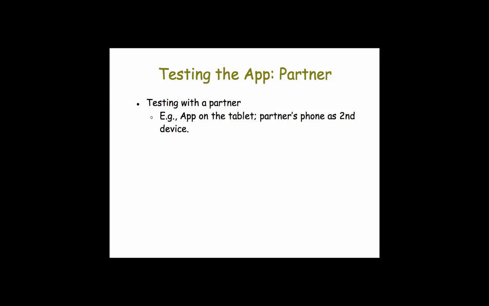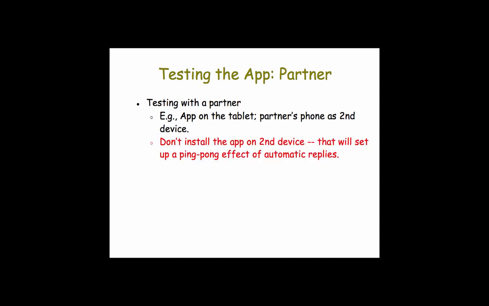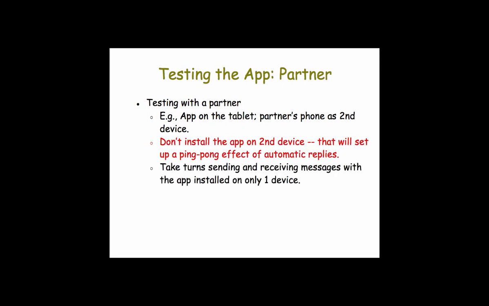A second way to test the app is to work with a partner. For example, you could have the app on one person's device, the tablet say, and the partner's phone could be used as the second device. Again, don't install the app on two devices and send text messages back and forth. That'll set up this infinite ping pong effect. Take turns with your partner sending and receiving messages with the app installed on only one device. So in this case, you may have to remove the app when you switch over to let your partner test.